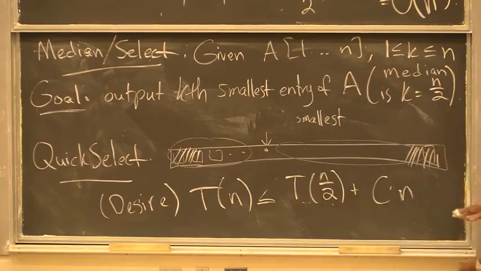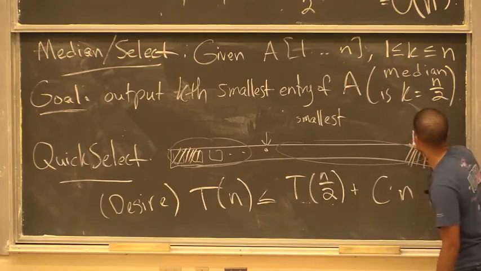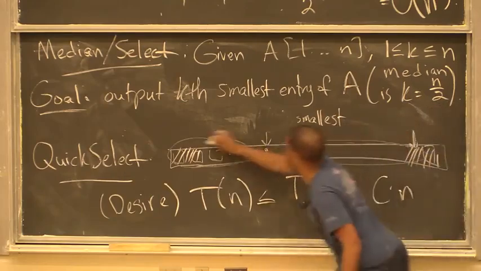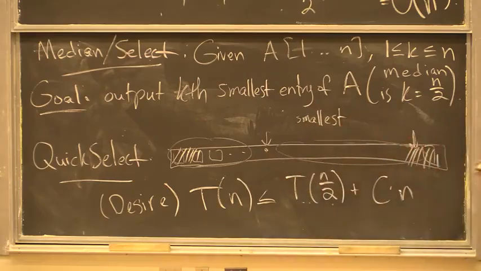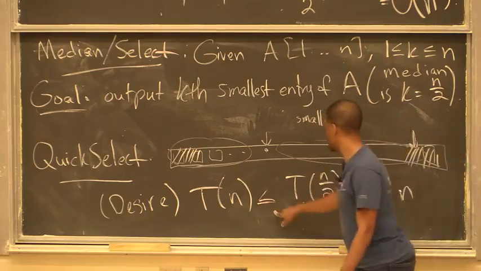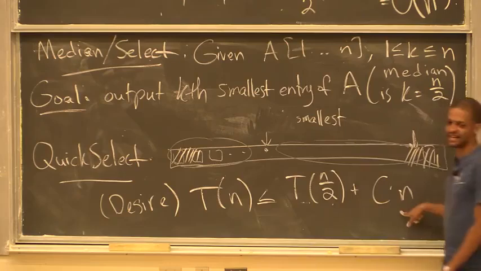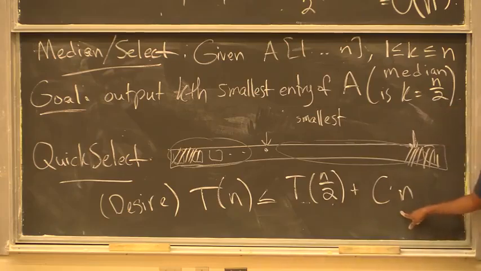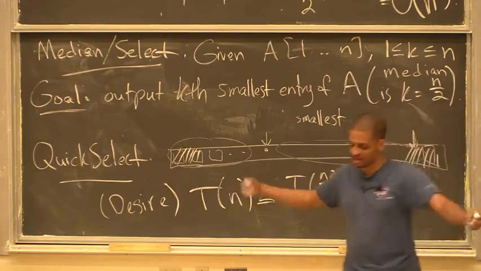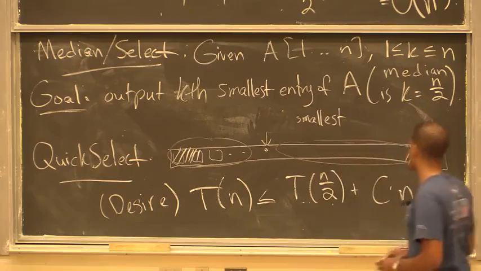Because if that's the case, let's say your pivot is here in the sorted order, you might end up having to recurse on all of this. So you haven't really cut down the problem a lot. In the extreme case, if you're unlucky and the pivot is always the smallest element, you're going to get something that looks like T of n is at most T of n minus 1 plus Cn. And that solves to n squared. Right? So if you're unlucky and the pivot is always on one of the endpoints, you get an n squared algorithm, which is not great.